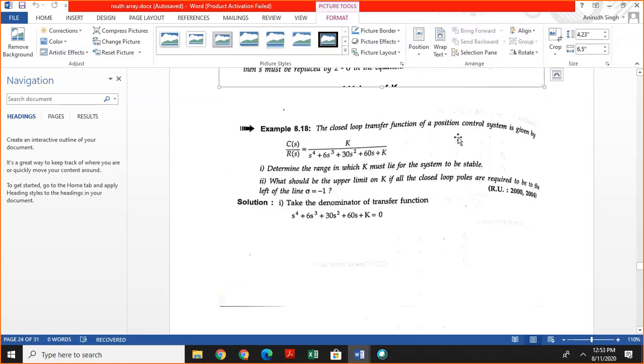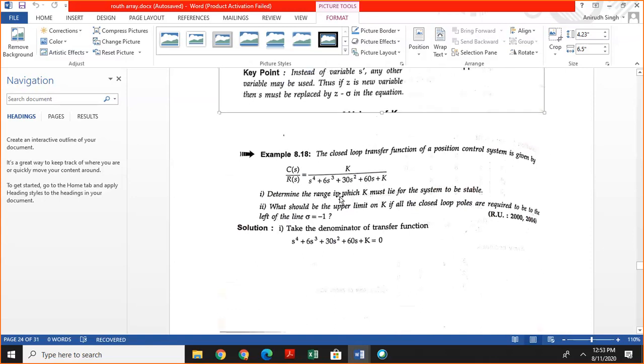The closed loop transfer function of a position control system is given by this. Determine the range of K in which K must lie for the system to be stable. And what should be the upper limit on K if all the closed loop poles are required to be to the left of the line rho is equal to 1?